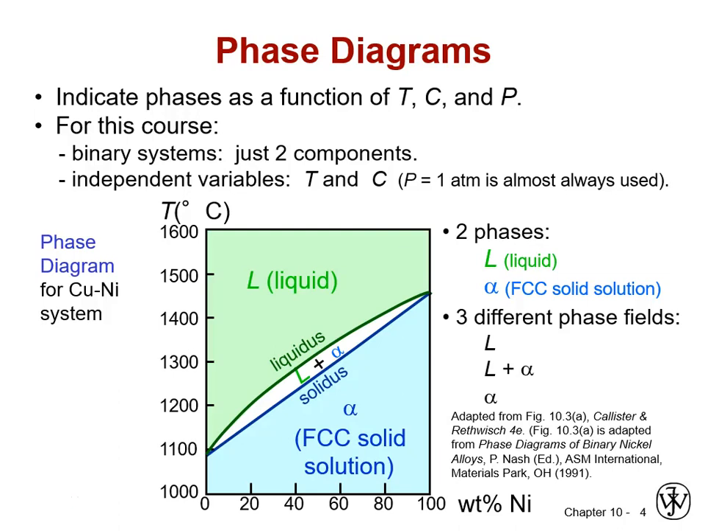And as we mentioned before, we have two independent variables, temperature and composition. We're assuming pressure is 1 atmosphere.